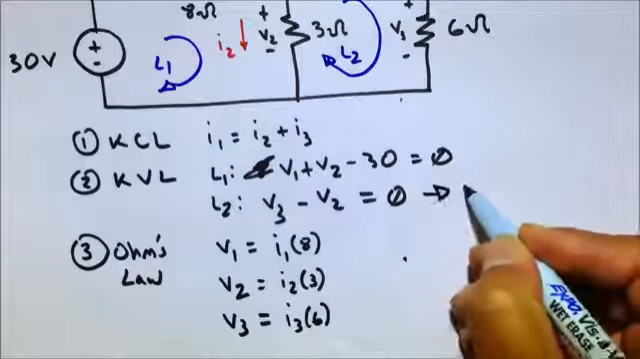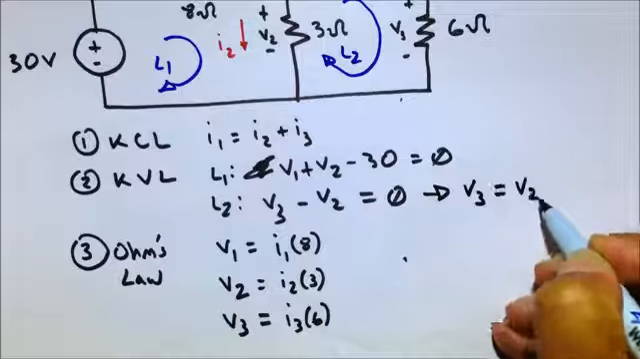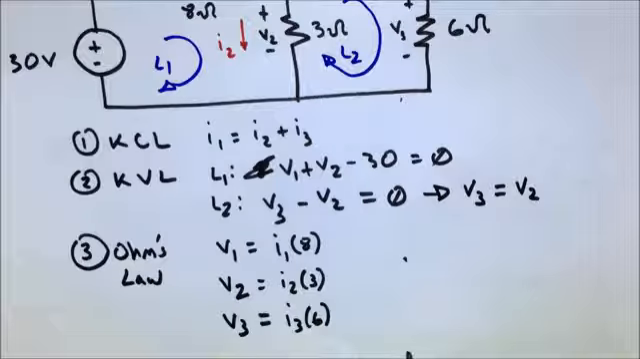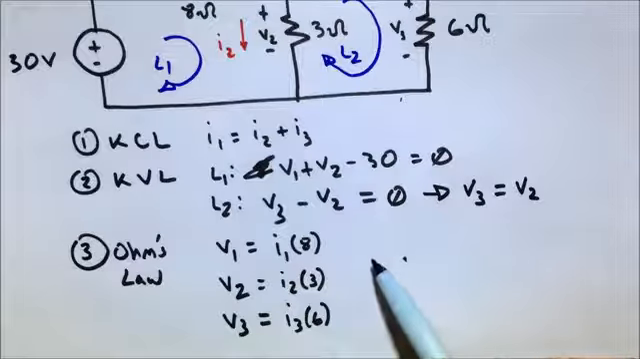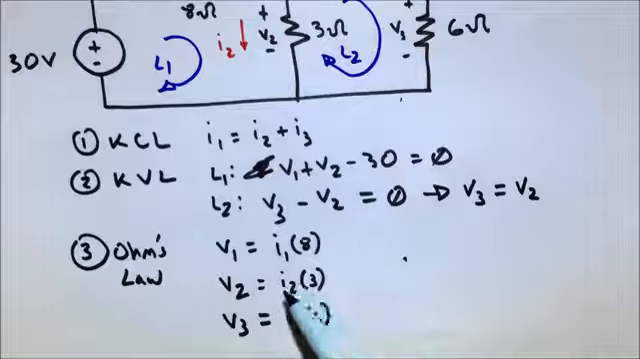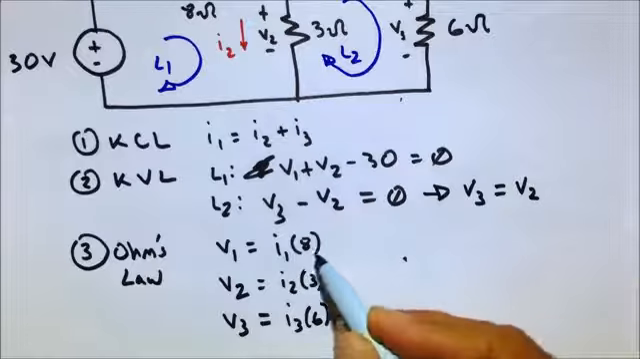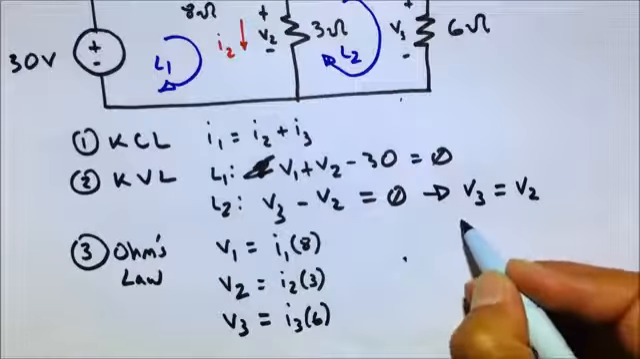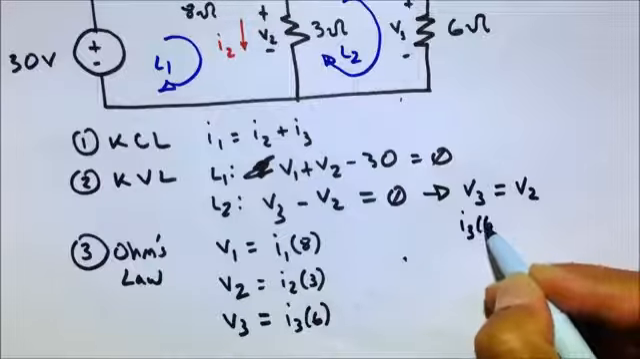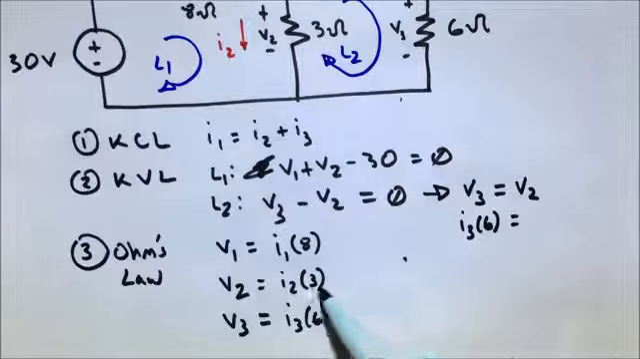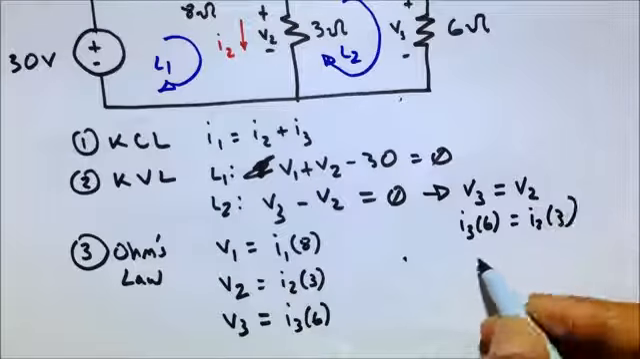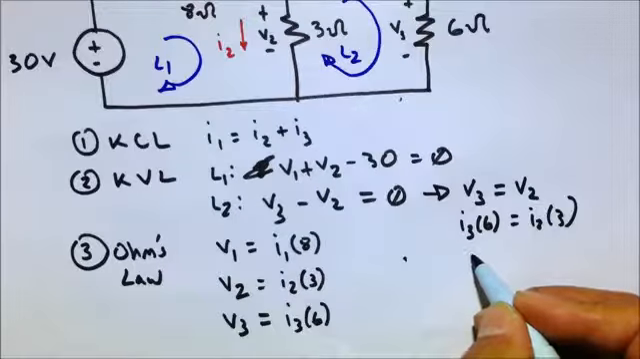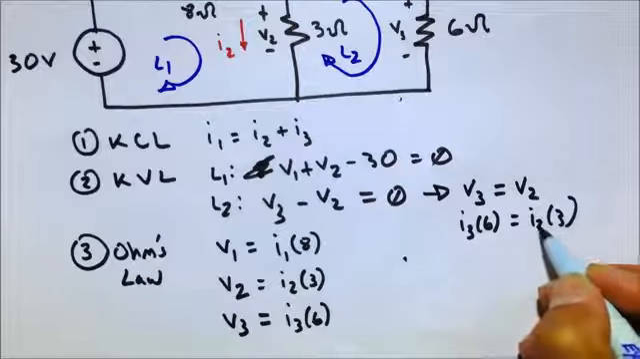Well, that kind of means V3 equals V2. Well, that's good to know, so we have that handy. Well, what else here? If V3 equals V2, we can use Ohm's law to get it into current. So V3 is I3 times 6 equals V2, which is I2 times 3. And we can solve for one of these guys. Let's solve for I2.